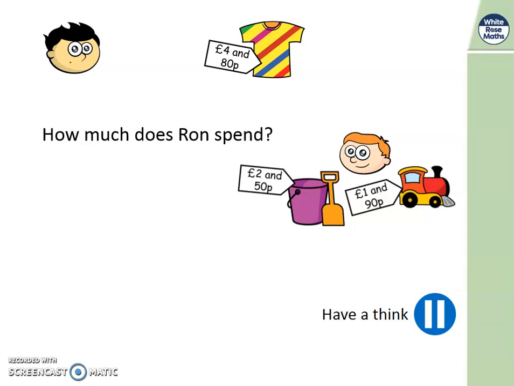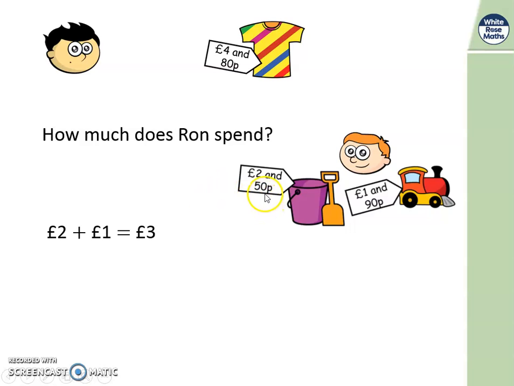Did you find an answer? Let's see how we got on. So we start with the £2 and the £1, and that makes £3. That leaves us with 50 pence and 90 pence.